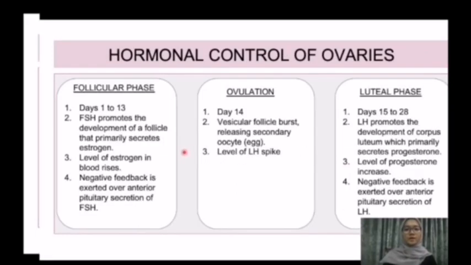Okay, the ovarian cycle is divided into 3 different phases. The first phase is the follicular phase, the second phase is ovulation, and the last phase is the luteal phase. In the follicular phase, which is during the first 13 days of the ovarian cycle, FSH promotes the development of a follicle that primarily secretes estrogen.